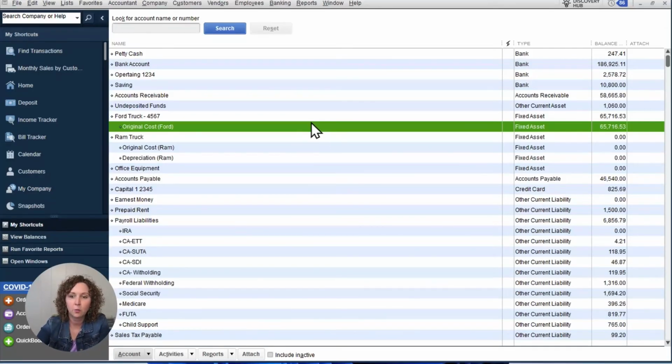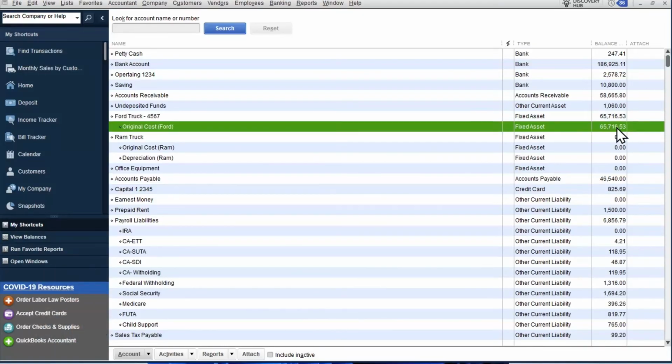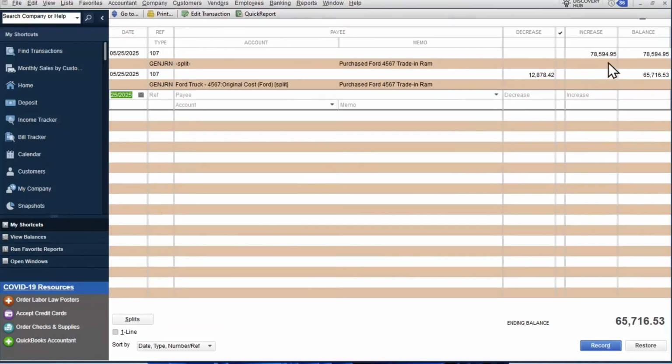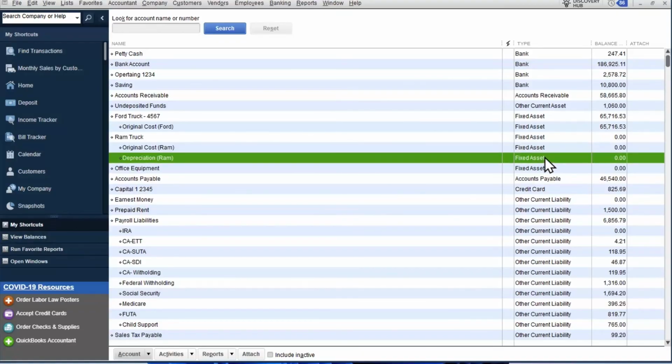Now we're going to look at what happened. You'll see you have your truck right here, and you have the original and the difference. If you open it up, it's the purchase minus the trade-in value. So it's very clear that they're two different things. Then you have the RAM, and it's zeroed out and all your accounts are zero.